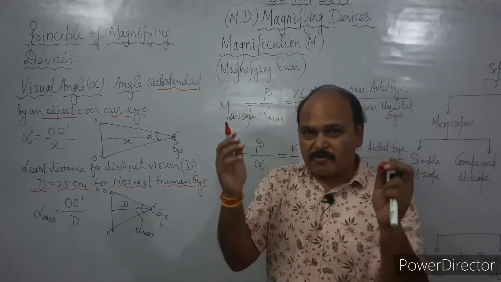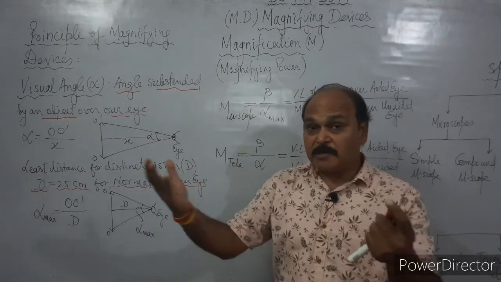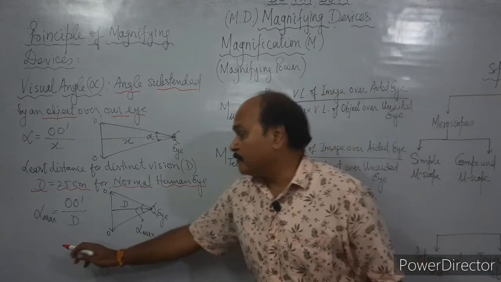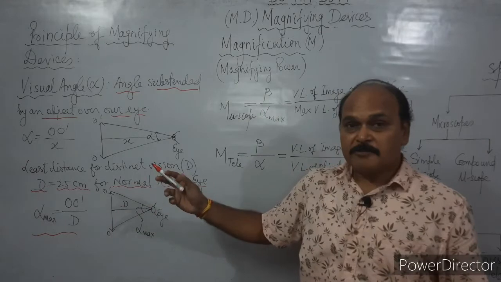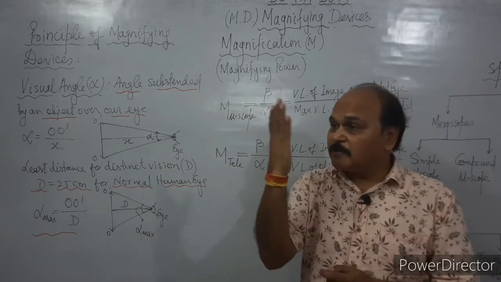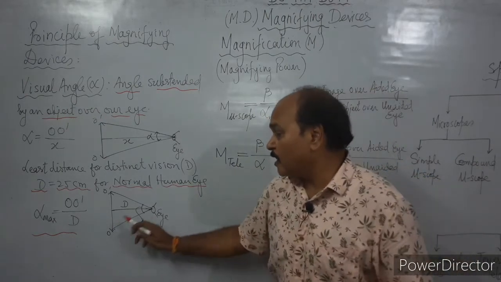So when these microscopic objects are very close to us, means when they are kept closest to our eye, and that is what? D. So when this microscopic object or any microscopic object is kept at 25 centimeter from our eye, in that case the visual angle made by the object is what? Maximum.